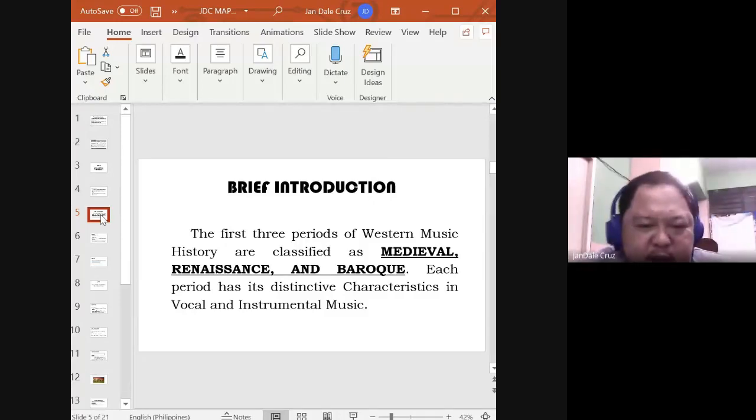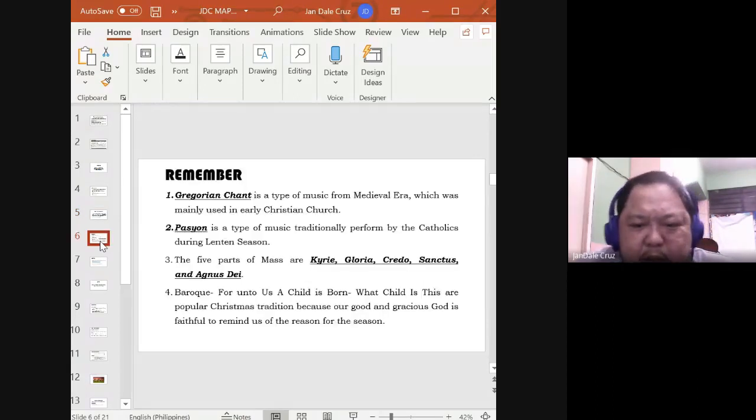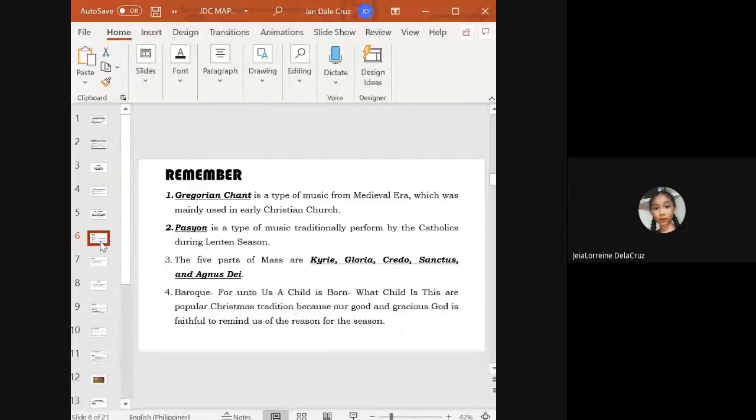Okay. So in this lesson, ang pinag-uusapan yung distinctive characteristic ng bawat period. Ano yung pinagkaiba? Ano yung may pagkakapareho? And then, what are the things to remember? O sige, basa. De La Cruz.